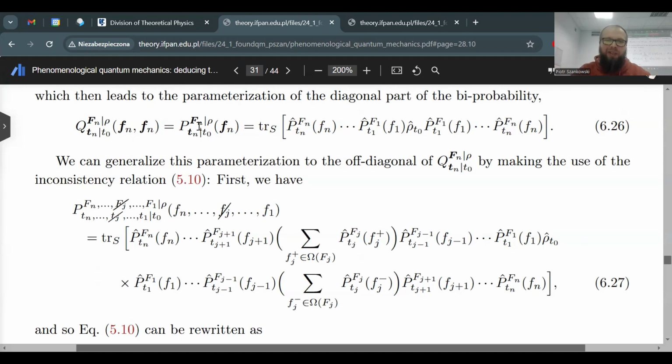The probability of sequential measurement, which for us is the diagonal part of bi-probability, is this trace. And this is what you get in standard quantum mechanics as well. Okay, so we are close. But in standard quantum mechanics, you attach a story to it. You can attach a story to it that involves collapse, a process of collapse. But this is something you don't have to do.